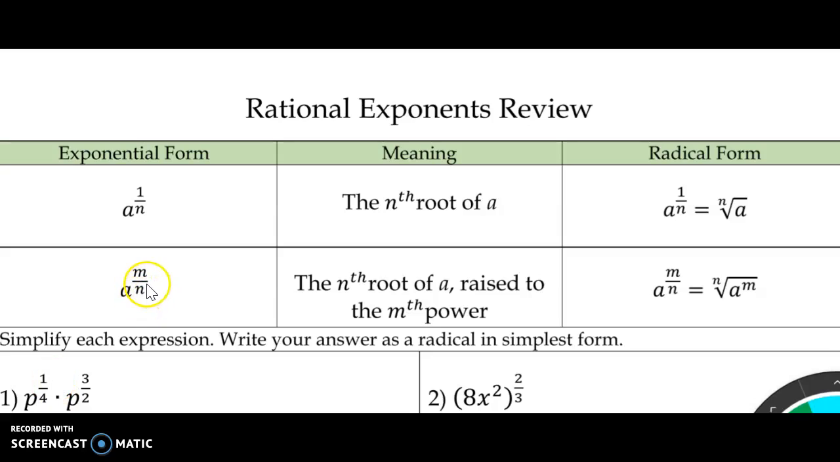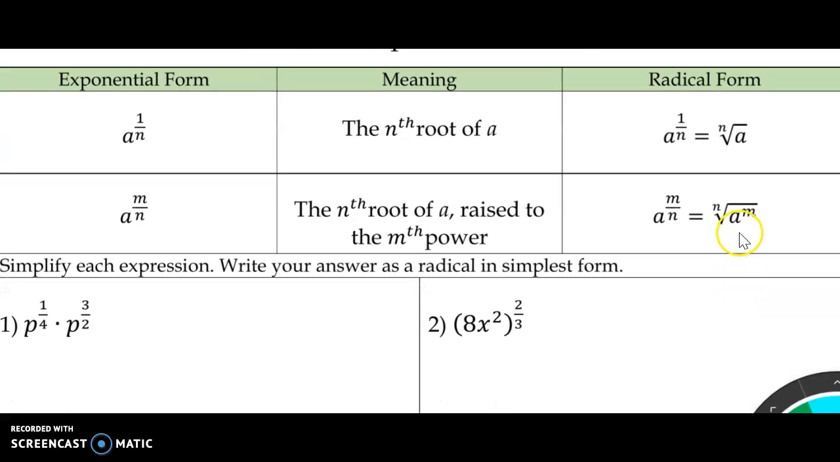Next, if we have a to the m over n, so we still have a fraction, but this time our numerator isn't 1. This is the nth root of a raised to the mth power. So n is still our index, so whatever is in your denominator, that's the index. It goes on the outside of your radical. And what's in your numerator, that's what a is raised to. It's the power, that's the degree that your base is raised to.